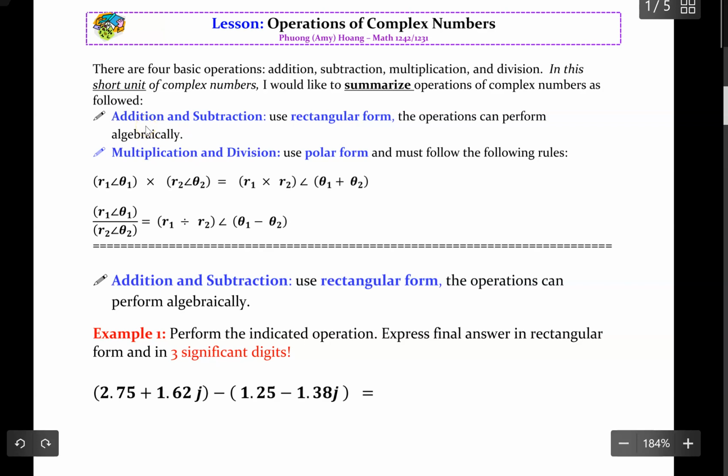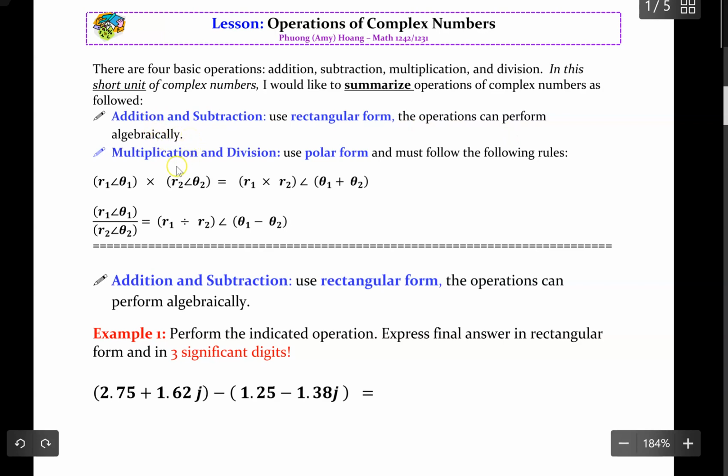If you have to add or subtract two complex numbers, then the best way is to put them in rectangular form. Once they are in rectangular form, you can perform the operations algebraically.